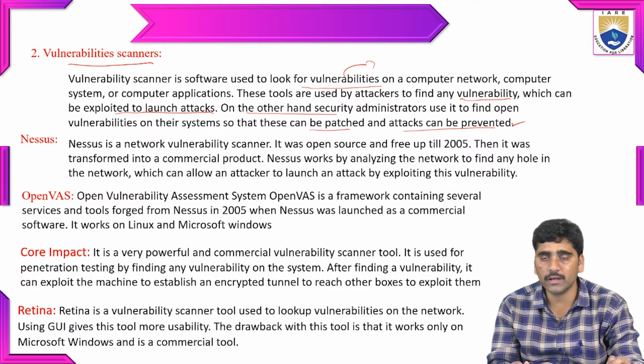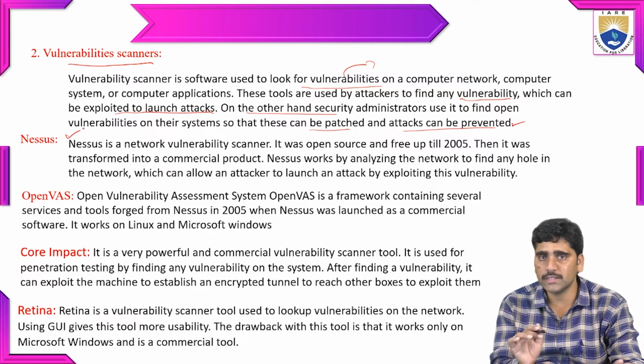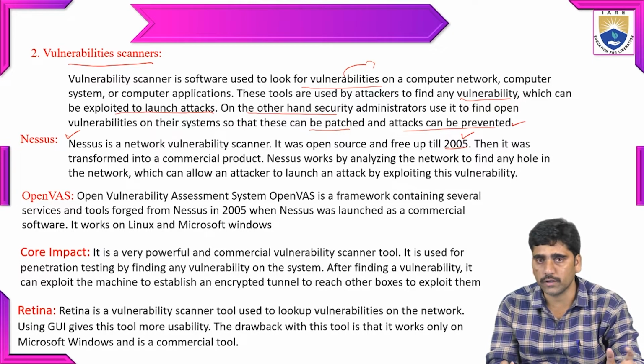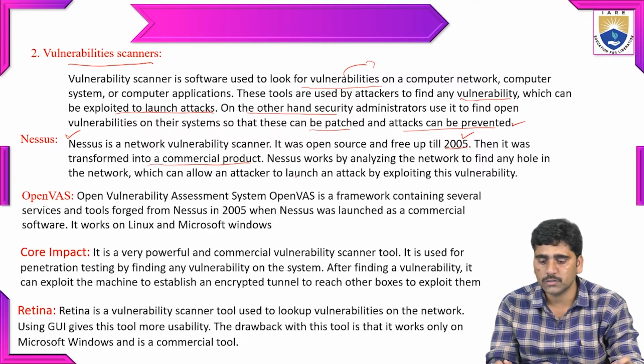So here we have different types of tools. The first one is what? Nessus. Nessus is a network vulnerability scanner. It was open source up to 2005. Then it was transformed into a commercial product. So before 2005 it was an open source product, but after 2005 it became a commercial product.